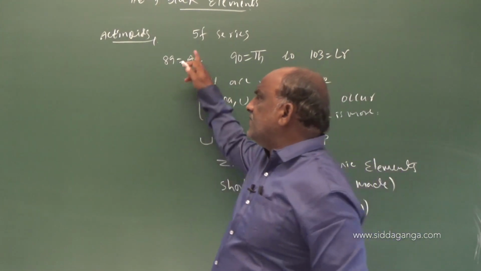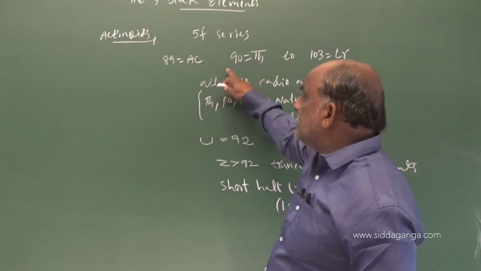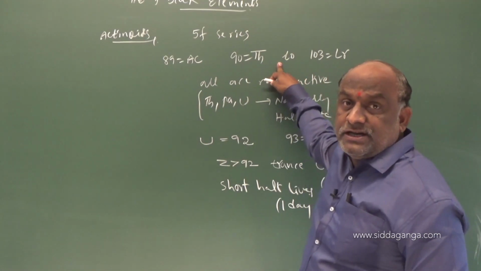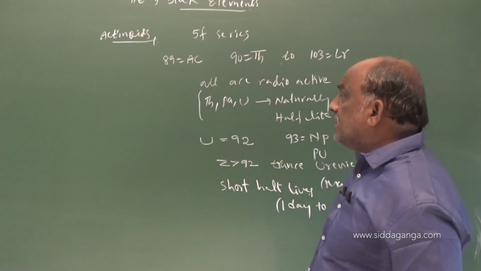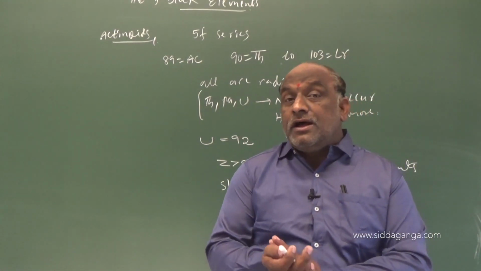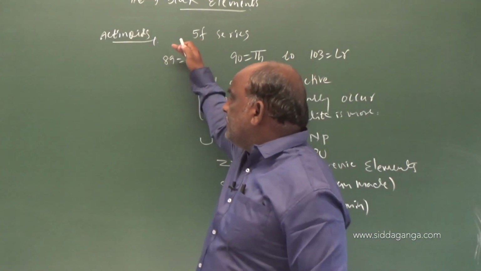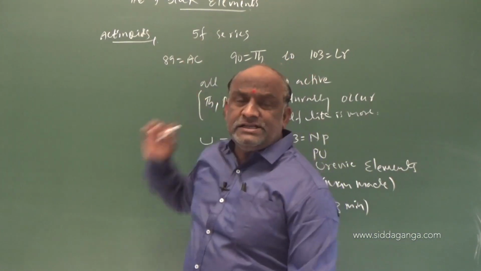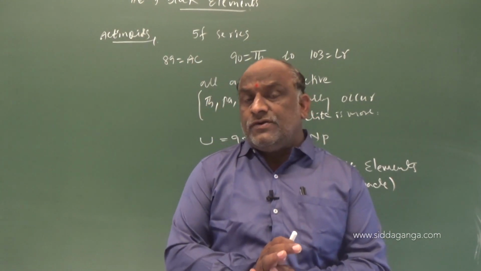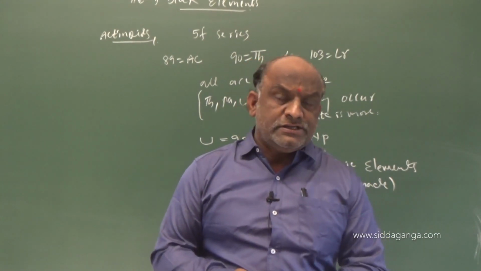Why is the chemistry of actinides so difficult? Because of the existence of a greater range of oxidation states. Actinides exist in a greater number of oxidation states.